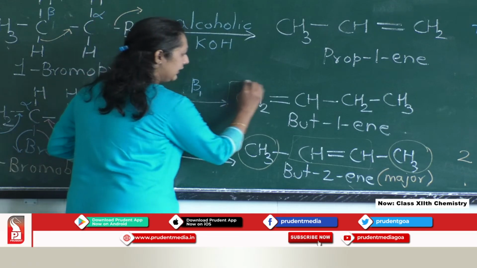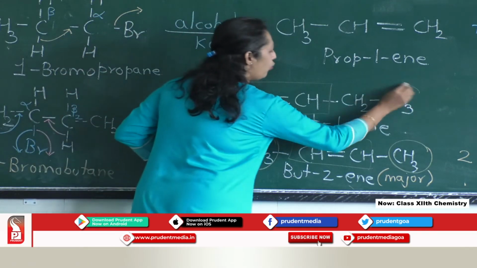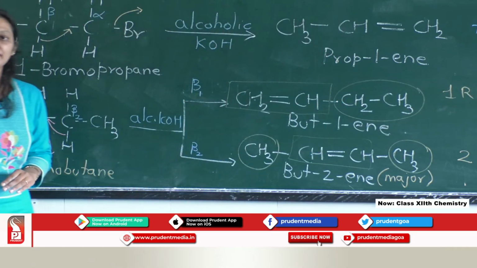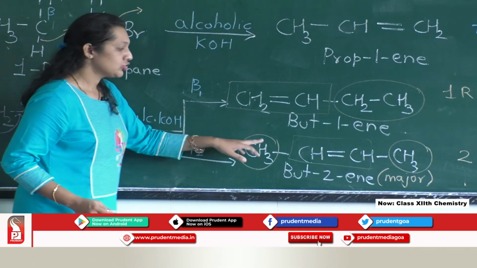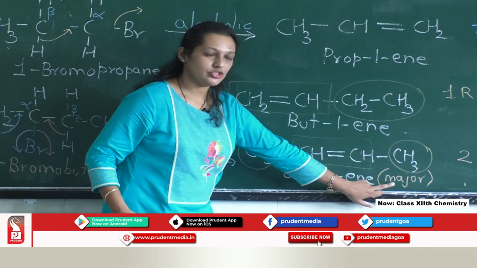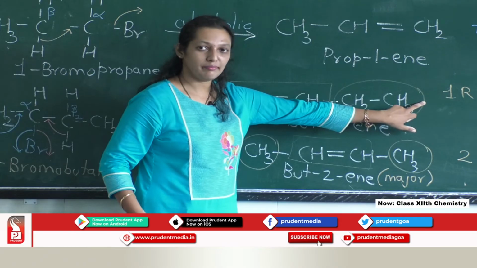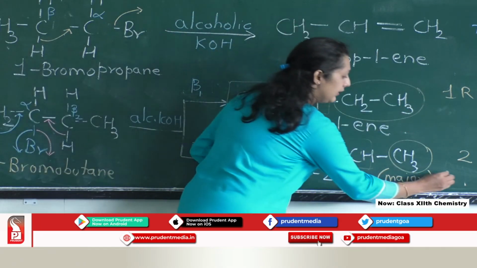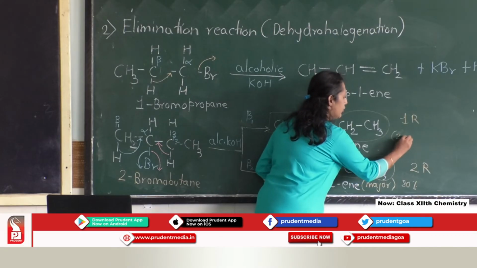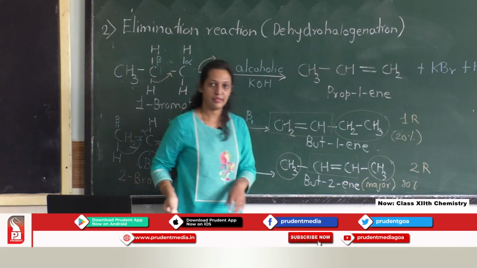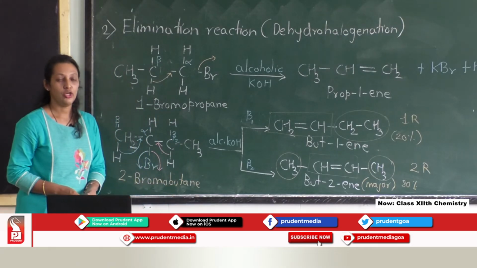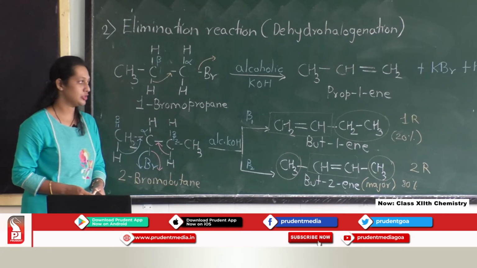If you consider this one, across the double bond 1 alkyl group is present, irrespective of the number of carbon atoms. So, with 2 alkyl groups, this one is considered the major product and this one is considered the minor product. This will be around 80% and this will be around 20%. That is the elimination or dehydrohalogenation. You can try with different examples also.